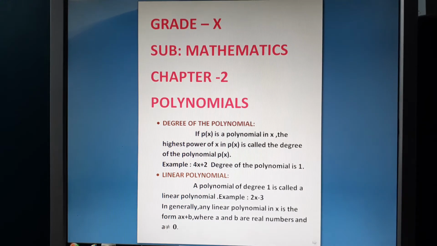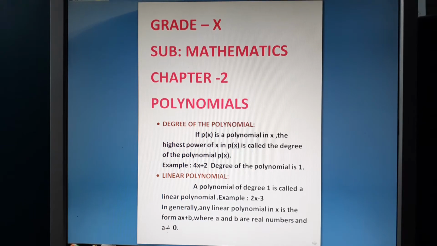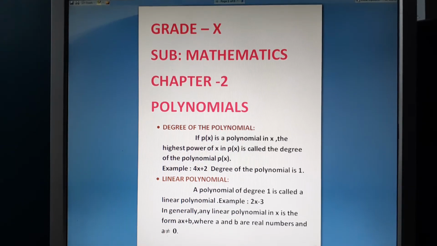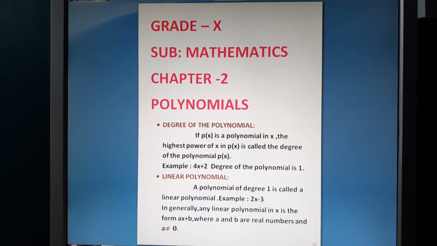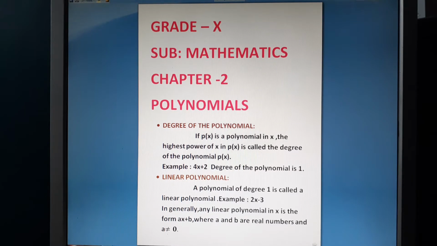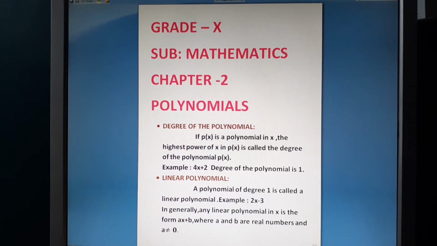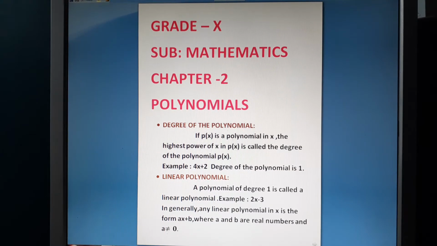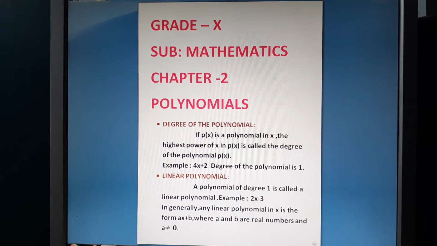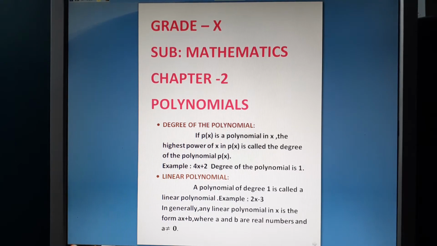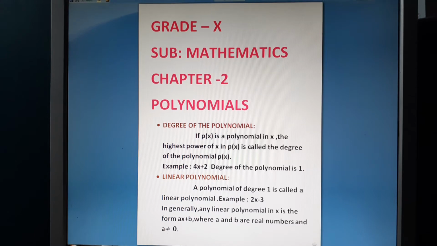Linear polynomial. A polynomial of degree 1 is called a linear polynomial. Example: 2x minus 3. Here the variable is x. The highest power of the variable is 1. So the degree is 1. In general, any linear polynomial in x is of the form ax plus b, where a and b are real numbers and a is not equal to 0.